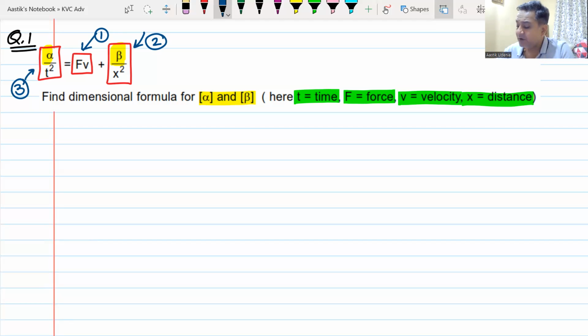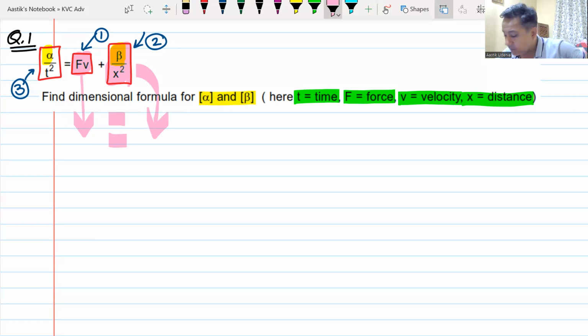That means term number 1, which is now highlighted in pink, and term number 2, which is again highlighted in pink, should be the same physical quantity. So F into V, whatever physical quantity it is, that must be the same as this quantity, because only similar quantities can be added or subtracted. Now, we do not know what is beta by x squared, what is the unit, what is the dimension, but we definitely can find out the dimension of F multiplied by V.